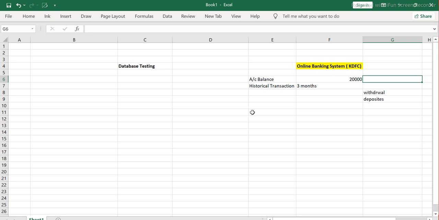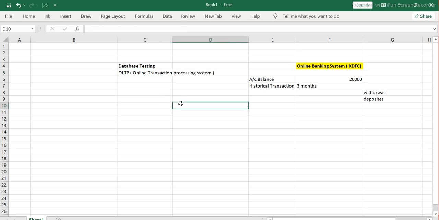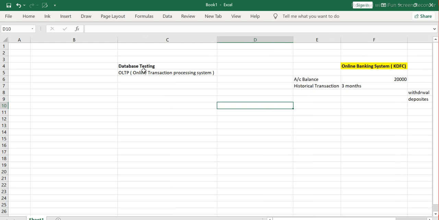All right, now what will happen is, what kind of system is it? Basically, the bank has an OLTP system. OLTP, as I explained before, is nothing but an online transaction processing system, right? Which means, guys, this particular database has all the updated information.